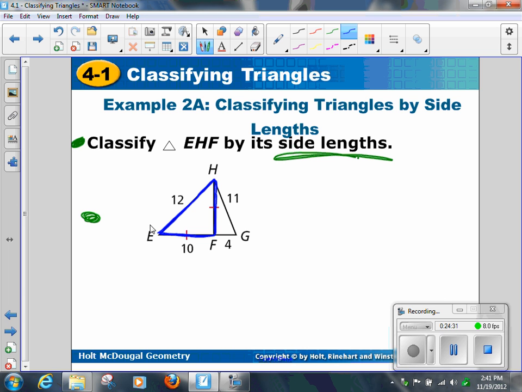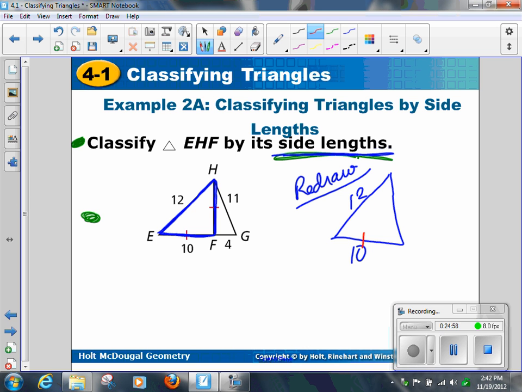What are two things on there that you notice right off? 10 and 12. Okay, it's got two measures. If I were to redraw this, but I'm concerned about side lengths, not angle measures. Do I know that that is a 90-degree angle? How do I not know that? How can I not assume that? There's no box.